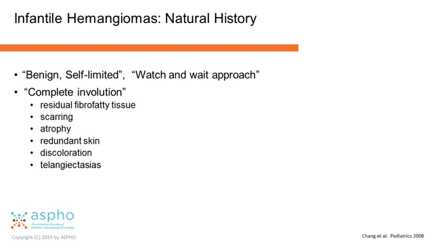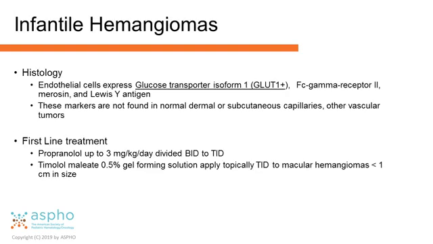The natural history of infantile hemangiomas, as I mentioned, is one of benign, self-limited, and watch and wait approaches have been applied. However, complete involution isn't always complete. Sometimes residual fibrofatty tissue remains, scarring, especially if there were ulcers, atrophy, redundant skin, discoloration, and telangiectasias. Histology is significant because these tumors possess a glucose transporter isoform 1 positivity, and other markers also, which are not found in normal dermal or subcutaneous capillaries or other vascular tumors.